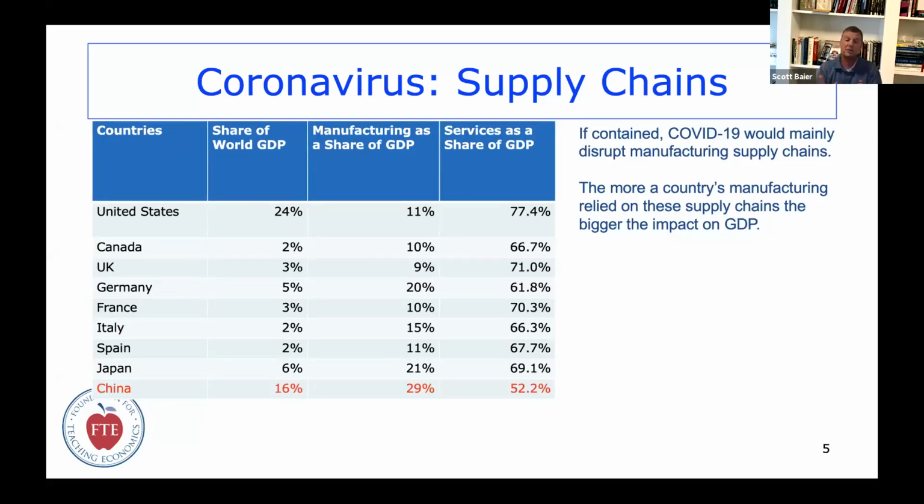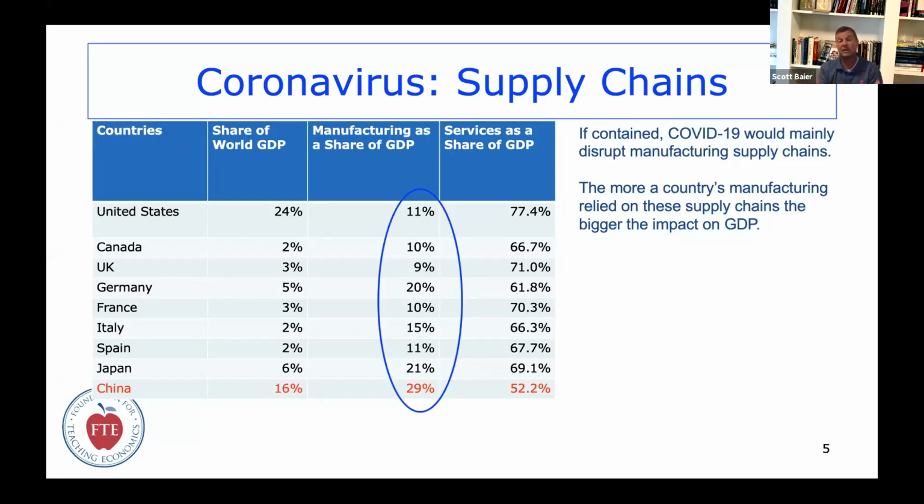And then its impact on the global economy would mostly come through supply chains, through manufacturing. So if you look at, say, China, roughly 30% of China's economy comes from the manufacturing sector. And that manufacturing sector in China is also linked to the US and Canada, France, Italy, Spain, and Japan through outsourcing and these other supply chains.